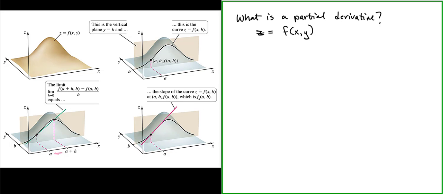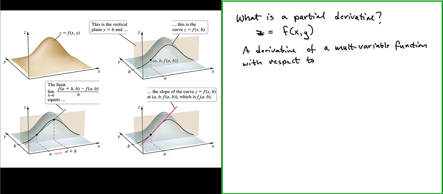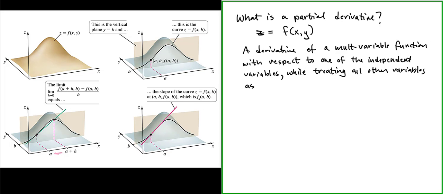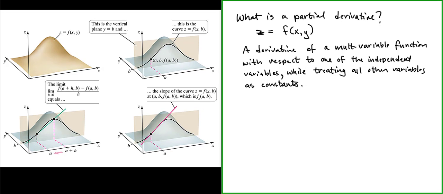Suppose we have a multivariable function z being a function of the independent variables x and y. A partial derivative is a derivative of a multivariable function with respect to one of the independent variables. That derivative is evaluated while treating all other variables as constants. So for example, let's say we want to take the partial derivative of z with respect to x.